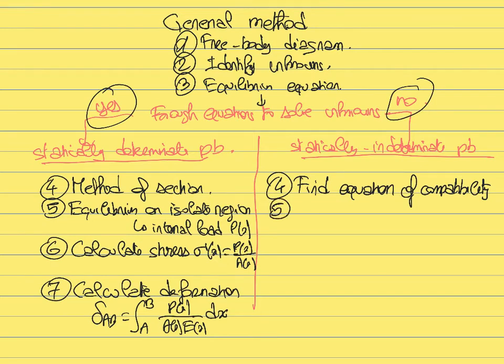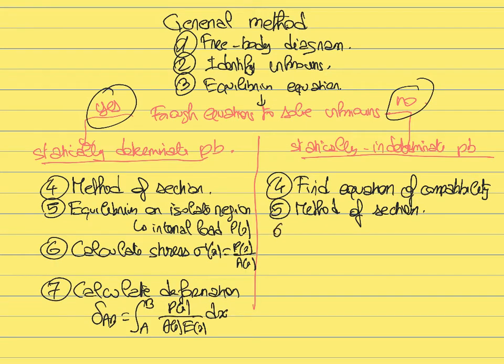Once you have found this equation of compatibility, it is going to give you a geometrical condition, and you will need to express this geometrical condition in terms of the unknowns, because again, what we want to find is a new equation that relates the unknowns. This is the equation that we are missing. So we will need to translate this geometrical equation and rephrase it into an equation that relates the unknowns. And for this, we will need to use the method of section.